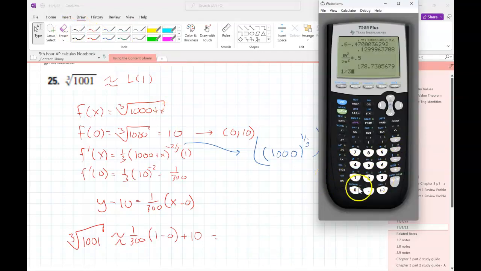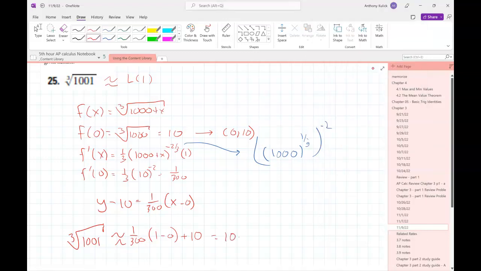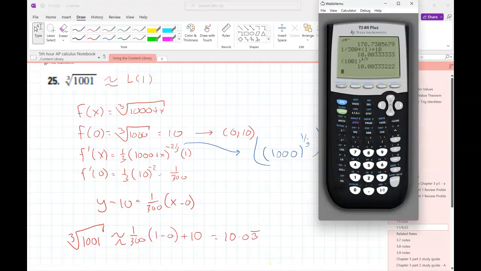So 1 over 300 times 1 plus 10. So I have 10.033. And just for grins, if I take 1,001 and raise that to the 1/3, pretty good, right? Oops, 2 zeros.